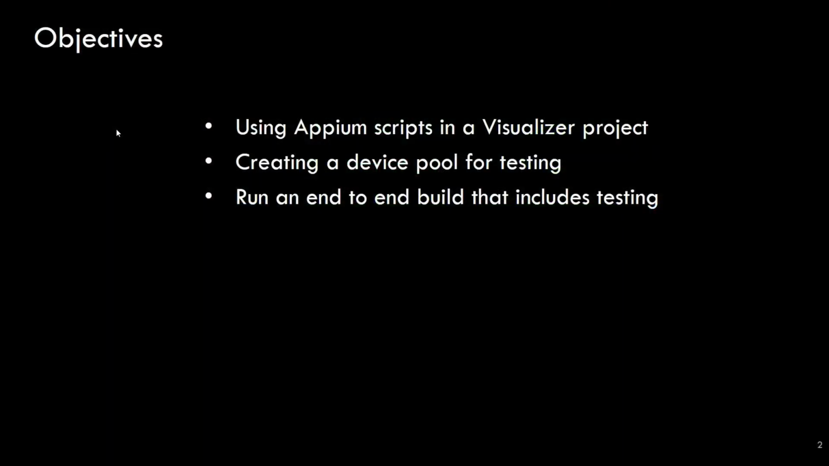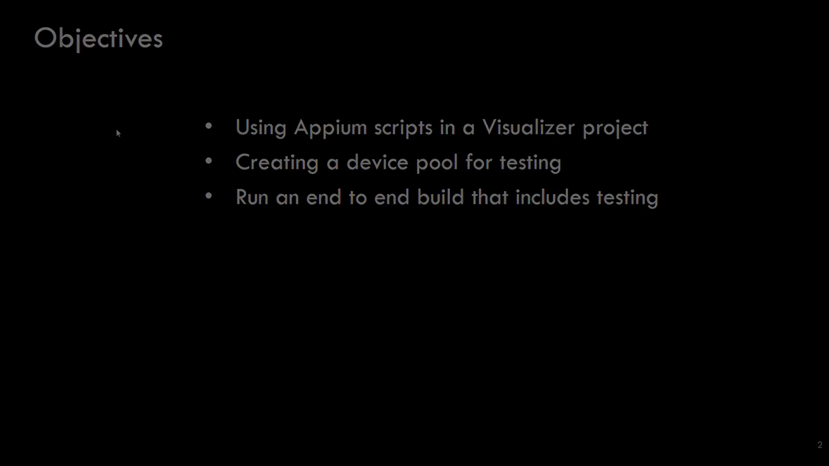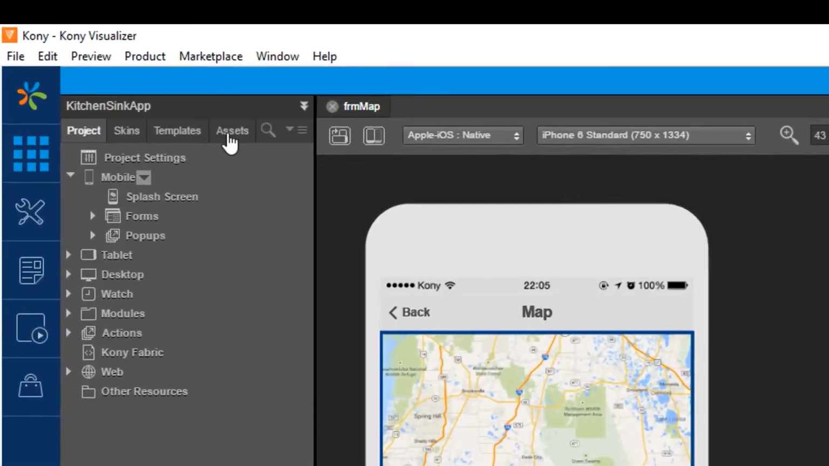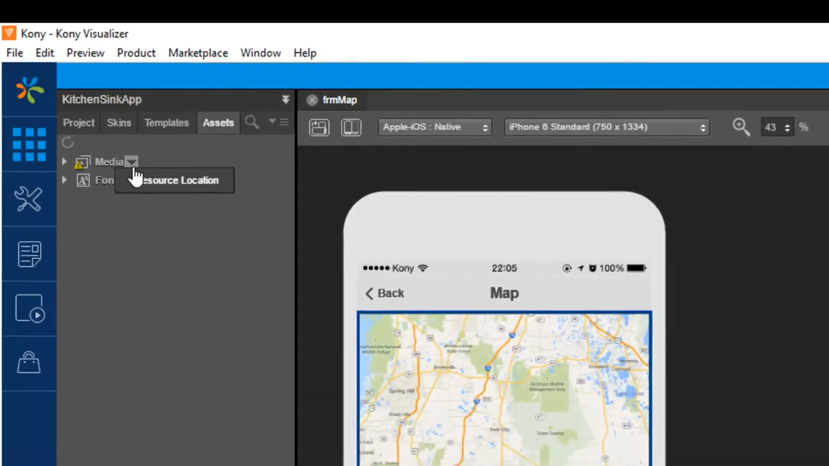Here's a quick list of objectives. In this video, we will learn where to place our Appium test scripts in our visualizer project. We will learn how to add a testing pool to an existing App Factory project, and how to run a project with a set of Appium test scripts on the device farm. This video assumes you've configured an App Factory project and you have submitted your first build job to the App Factory. Let's get started.